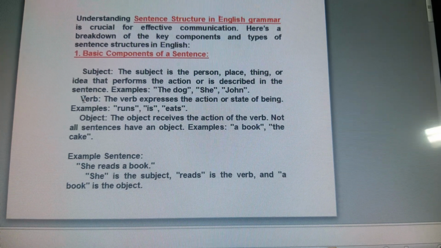Today I am taking the class of sentence structure in English grammar, which is to be followed by all of you.